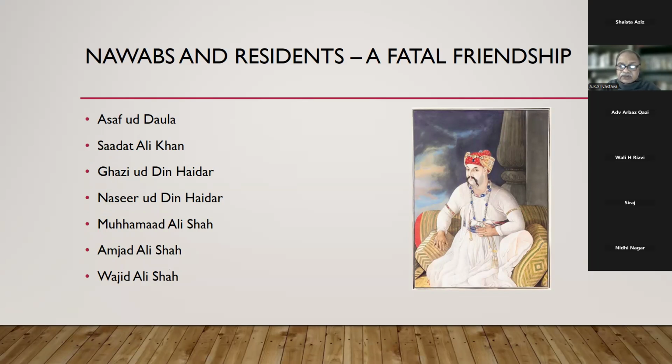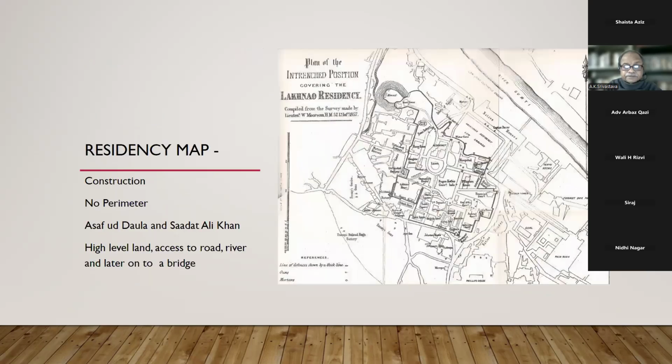Succeeded by Ghaziuddin Haider, we always remember him when we look at Saadat Ali Khan's tomb and Shah Najaf Imambara. Nasiruddin Haider when we pass through Lucknow University. And very important because after his death, there was nobody. So John Low got Muhammad Ali Shah installed. Muhammad Ali Shah was actually son of Saadat Ali Khan, uncle of Nasiruddin Haider, brother of Ghaziuddin Haider, who suddenly became a Nawab. His son Amjad Ali Shah, who is in Sibtainabad Imambara, associated with Hazratganj, father of Wajid Ali Shah, took over from him, and then we all know about Wajid Ali Shah.